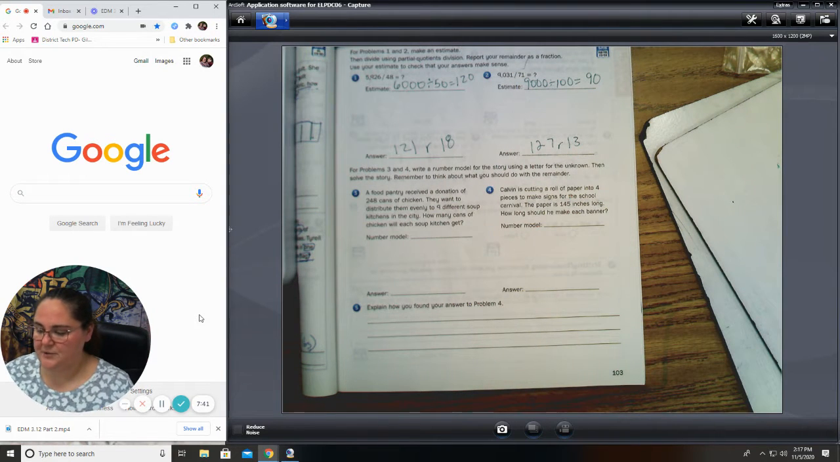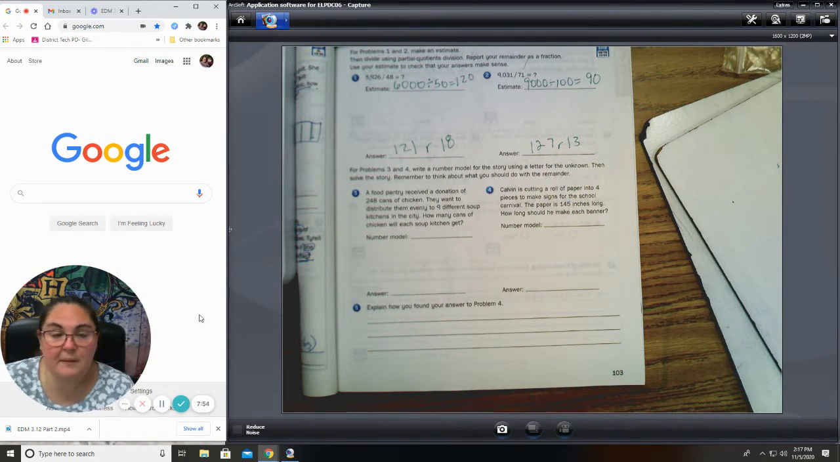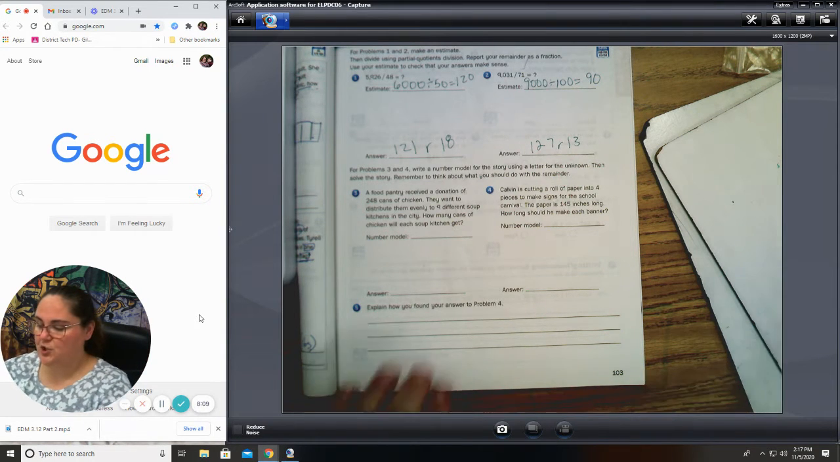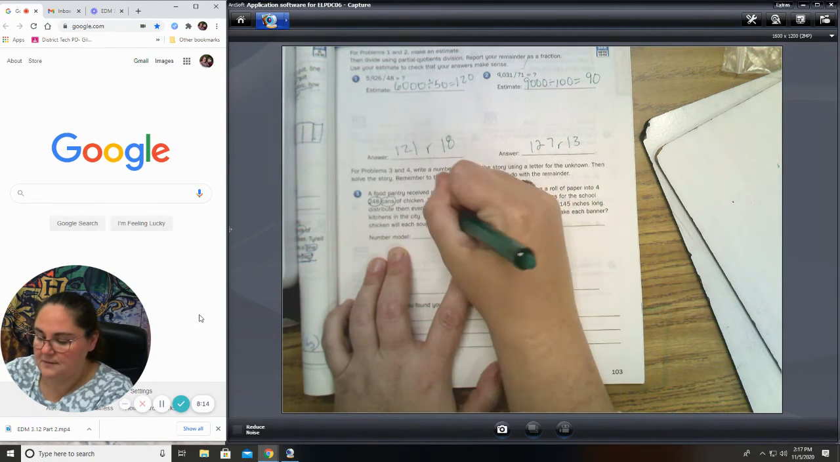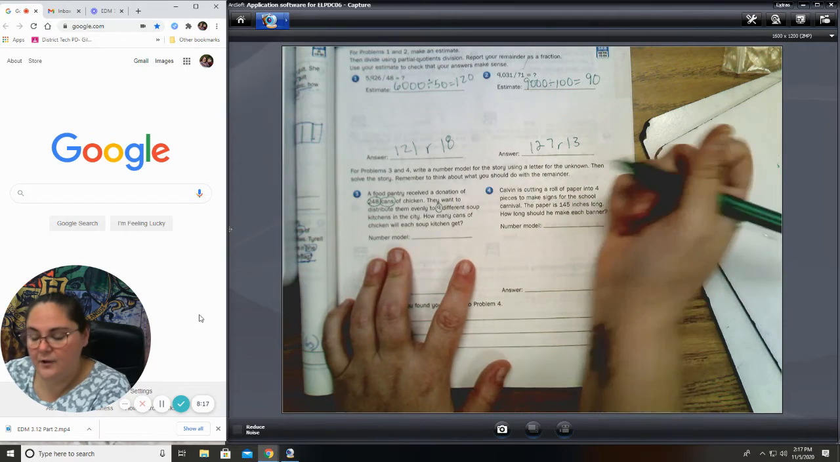Number 3 says a food pantry. Let's read the directions first. For number 3, write a number model for the story using a letter for the unknown. Then solve the story. Remember to think about what you did and what you should do with the remainder. Okay. A food pantry received a donation of 248 cans of chicken. They want to distribute them evenly to 9 different soup kitchens in the city. How many cans of chicken will each soup kitchen get? Circle important numbers. Underline the question.